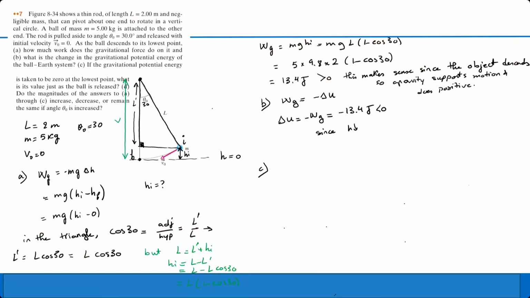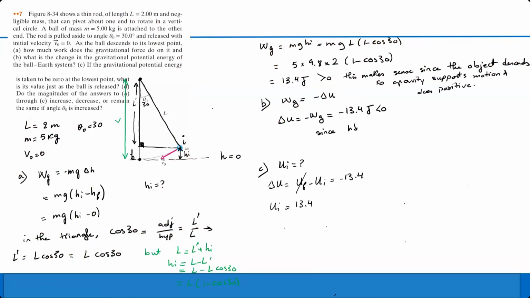In part C, the gravitational potential energy is taken to be zero at the lowest point. What is its value as the ball is released? So I want U initial, basically. Well, I know delta U, which is U final minus U initial, is minus 13.4. Now, I took the final height to have a zero height, so this cancels out. So U initial is actually 13.4. And that's it. We found its value just when the ball was released.